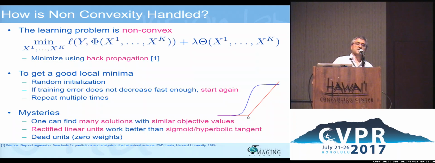Also, but this changes depending on who you ask, many people say that rectified linear units work better than sigmoids. And as I said earlier, the explanation given is the phenomenon of vanishing gradient associated with sigmoids. And the other phenomenon is that you can find many units whose weights are identically equal to 0, particularly so for very large networks.